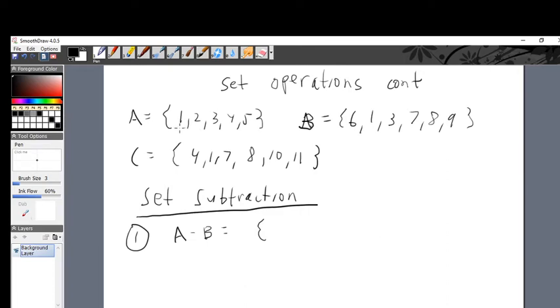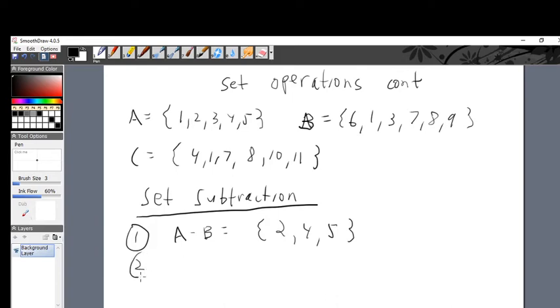It's got to be in A, that's the first condition. The second condition is it can't be in B. So is 1 in A? Yes, but it's also in B, so forget it. Is 2 in A? Yes, but it's not in B, so we'll take it. Is 3 in A? Yes, but it's also in B, we're not taking it. 4 is in A, but it's not in B, so we'll take it. 5 is in A, but not in B, so we will take it. And that is the subtraction A minus B.